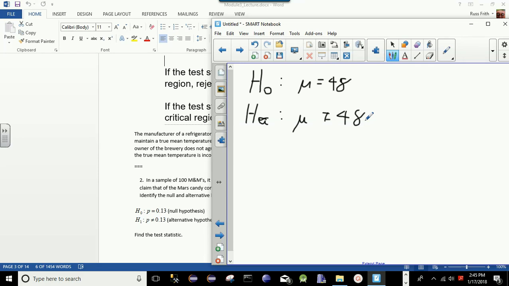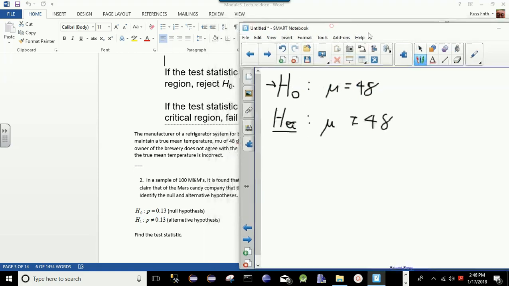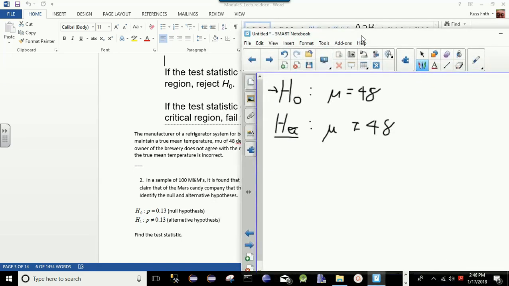No, that's not going to happen. If you don't believe a claim from a manufacturer, you have to prove your claim, okay? And so you have to prove that mu is not 48. In other words, you have to come up with an alternative explanation than the one that's most commonly applied. So that's basically how you generate your alternate hypotheses. So this is the formulation for this problem, all right?